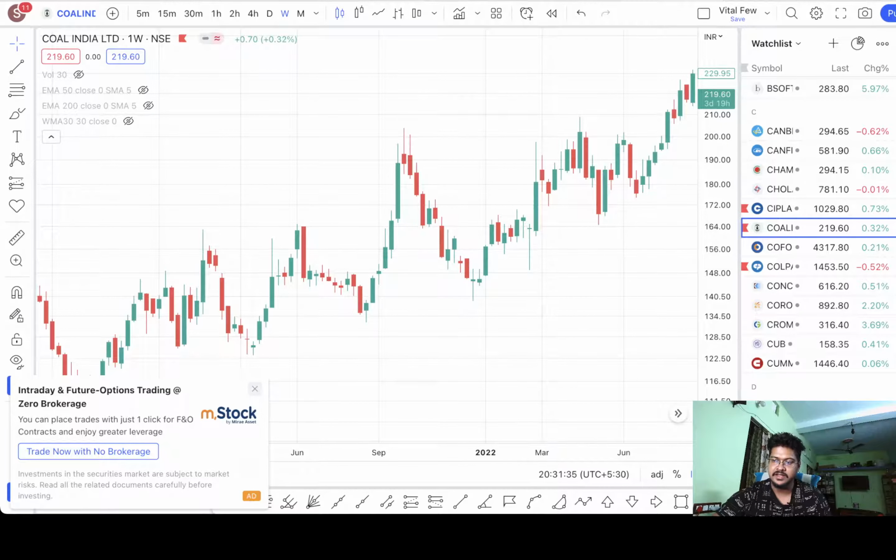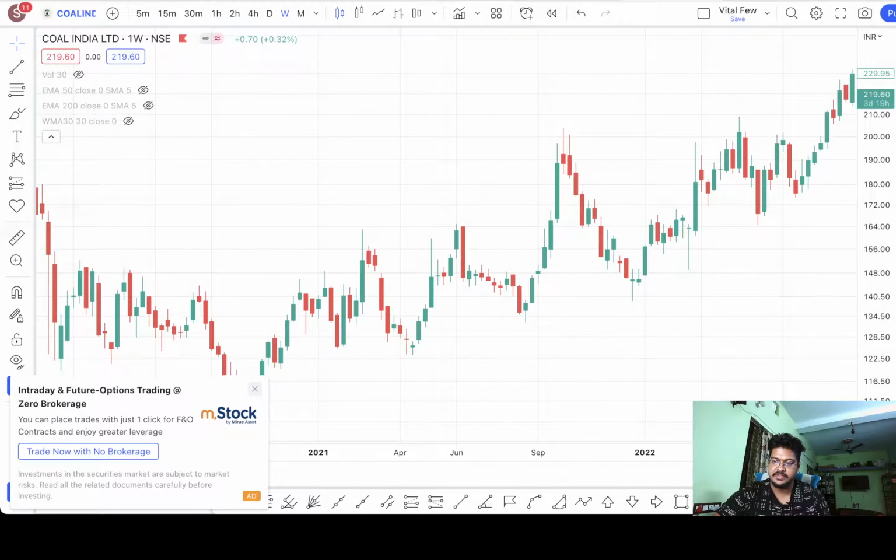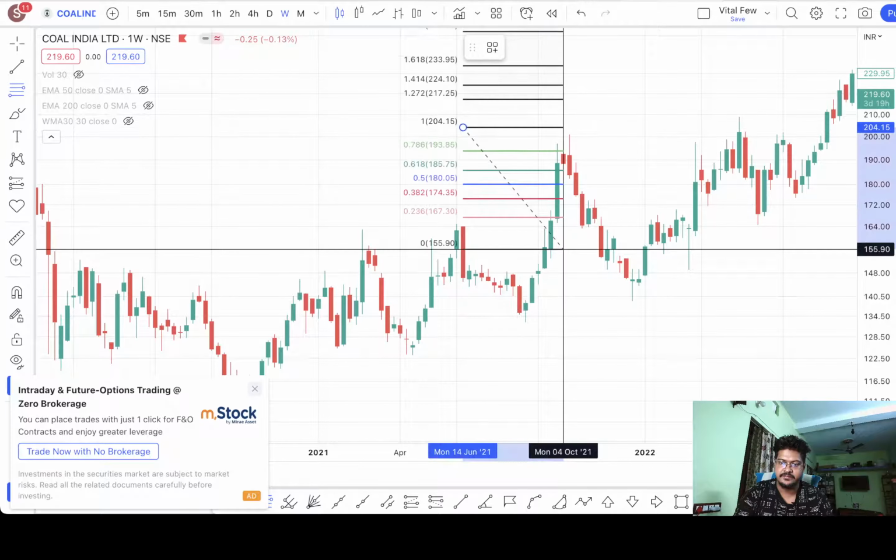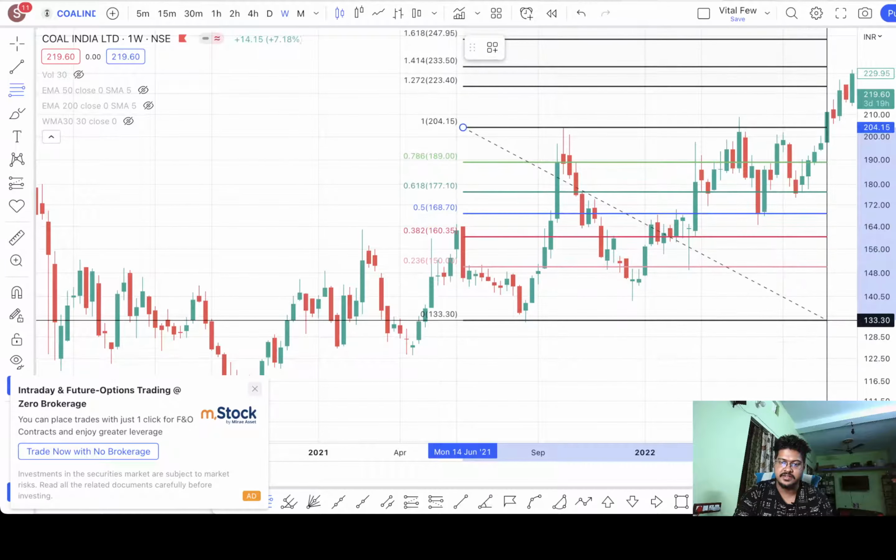I will take these areas. Let me close the sidebar so that you can get a better view. I will take the top as this one, this level, and just a second, I'm facing a little bit of issues with the drawing tool. Yes, this is the top and this will be the bottom. Now let me select the Fibonacci retracement. It's selected. This is the top and this is the bottom.